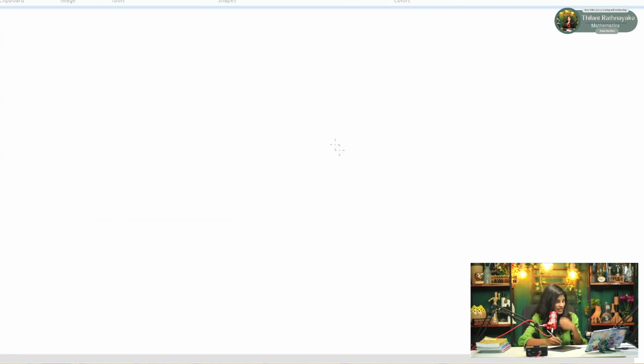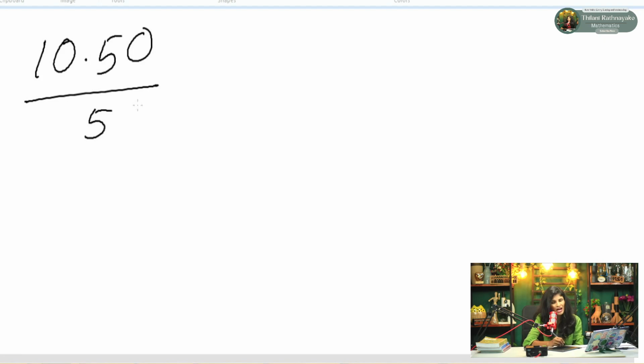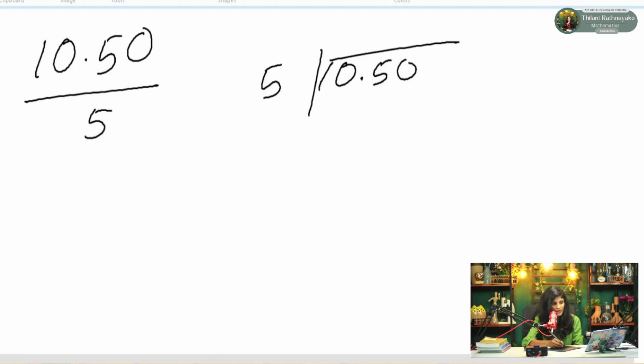So our next question is 10.50 divided by 5. I'm going to use the second method here. I'm going to divide this number by 5. For 10, how many 5s are there? 2. 2 times 5 is 10. 0 is remaining. I will take this 5 here, and in the same place I will keep the decimal point.